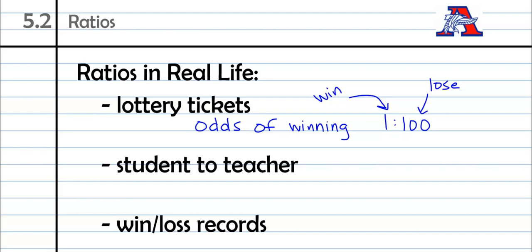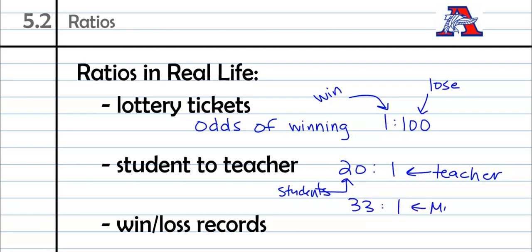A lot of times you will see student to teacher ratios. If you start looking at colleges, they'll advertise, hey, you should come here because we have a very small student to teacher ratio. So it might say we have a 20 to 1 student to teacher ratio. That means for every 20 students, there is 1 teacher. In most of my geometry classes, the classes that you guys are in, it's about 33 to 1. There's 1 of me, and there are 33 of you.